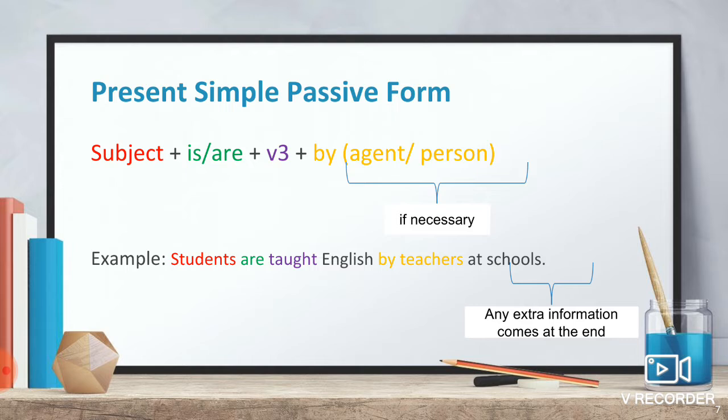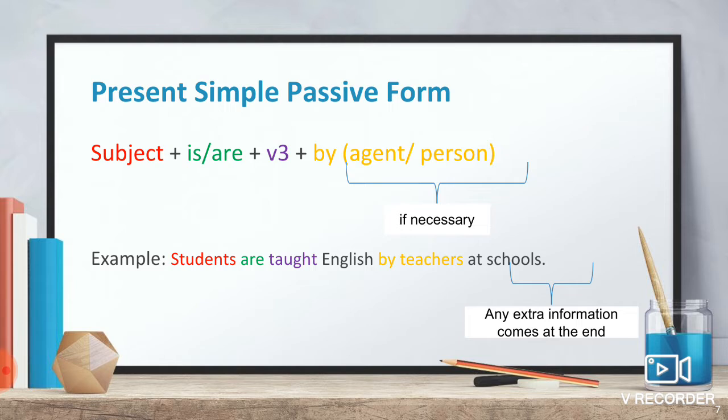So here's the form for the present simple passive. We have the subject, is, are, and we can sometimes use am, but we rarely use am. So it's the form of be in the present simple, plus verb 3, plus by, only if it's necessary. If it's necessary to put by, then we put by. If you don't know the subject or the person doing the action, then you don't need to put by.